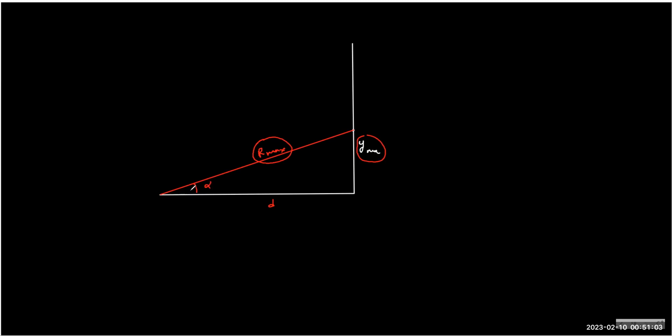And if I say this is alpha, we know the answer. What is R max? u square by g into 1 plus sine alpha. But R max itself is how much? In terms of Y and D, we can write R max as under root of D square plus Y max square, correct? Yes, sir.